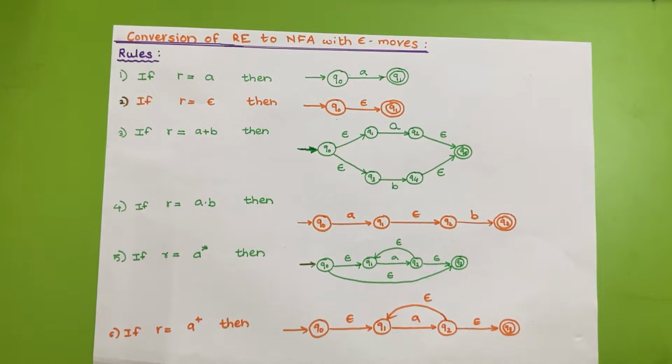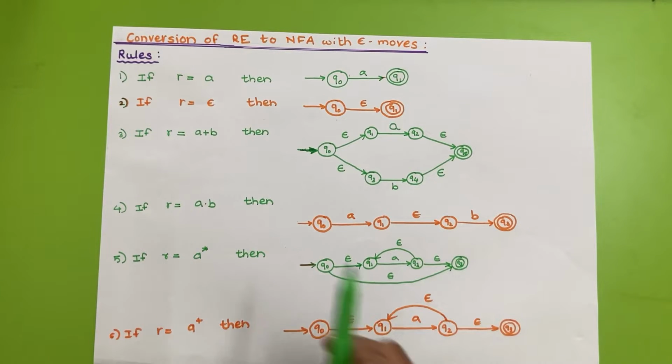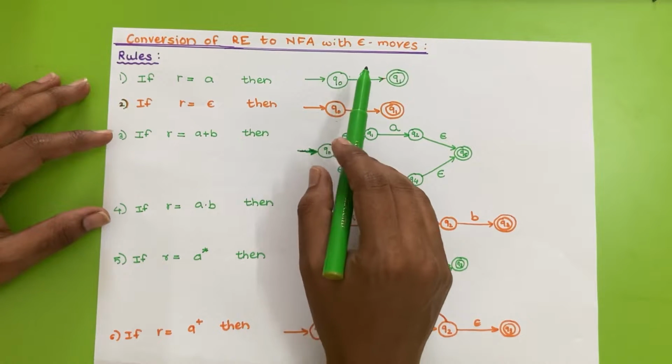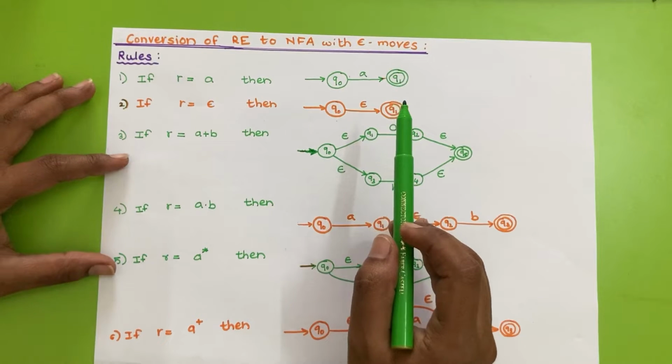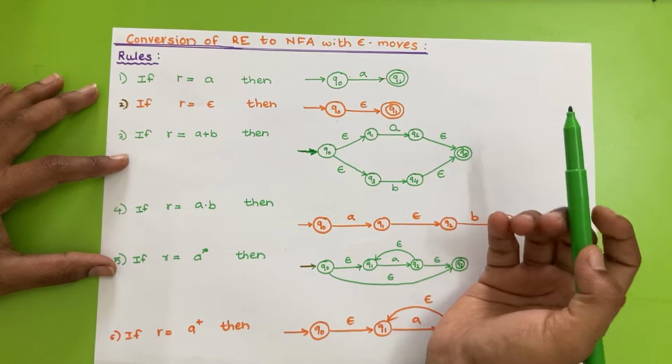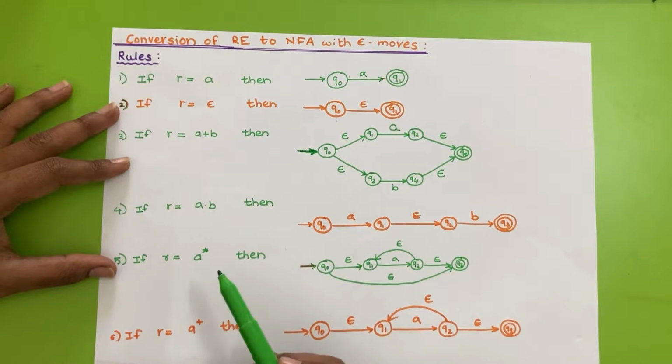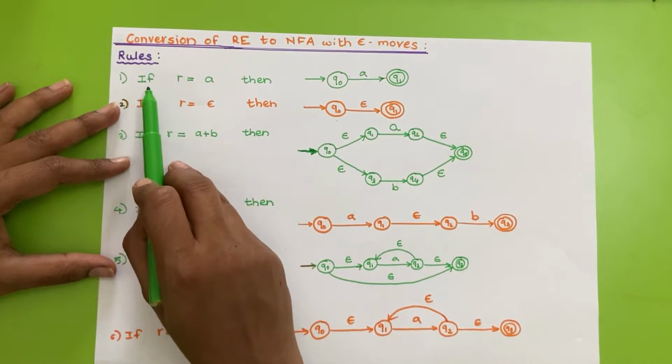Now today we are going to see the conversion of regular expressions into NFA with empty moves. While doing the conversion we need to understand some rules, and these are all listed here. So first we'll see the first rule.